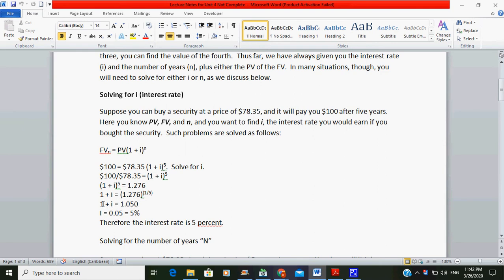Remember the goal is to get the I on one side. So you bring this 1 over to the other side, and when it goes over the equal sign, it turns negative. You end up with 1.05 minus 1, and that will give you 0.05. Multiply that by 100 and you get 5%. Therefore, the interest rate is 5%.